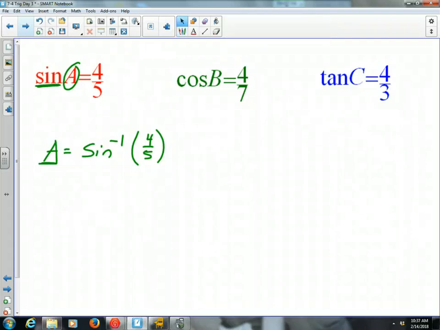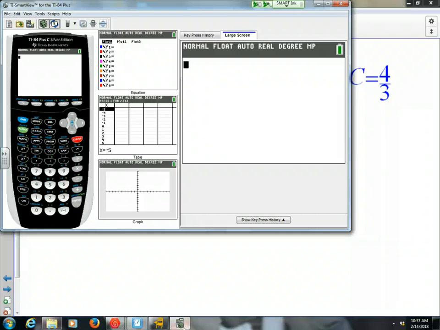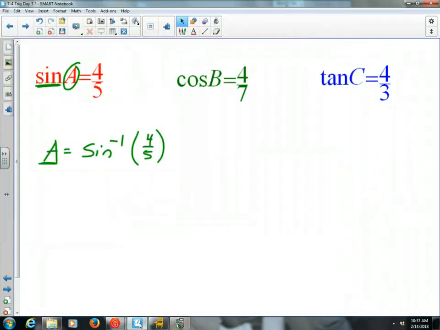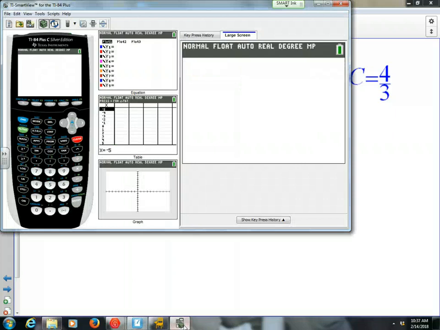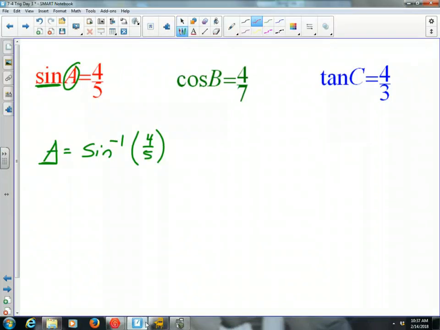So in your calculator, we have sine, cosine, tangent, and we have sine to the -1. That's inverse sine, inverse cosine, and inverse tangent right there. So you press second sine, second cosine, or second tangent. Our first one is the inverse sine of 4/5. So second sine of 4 divided by 5, close parentheses. And angle A is 53.13 degrees.